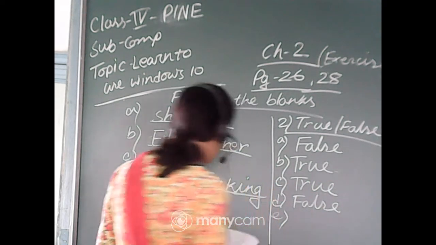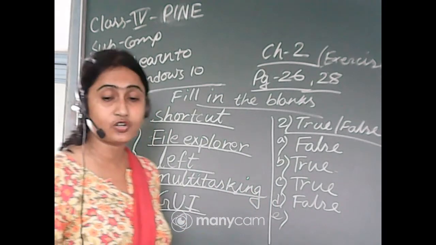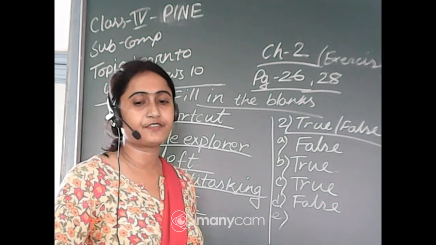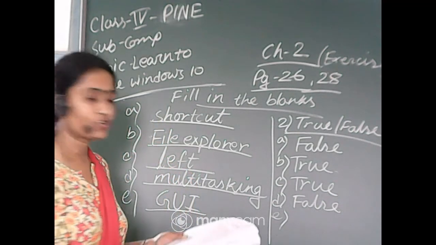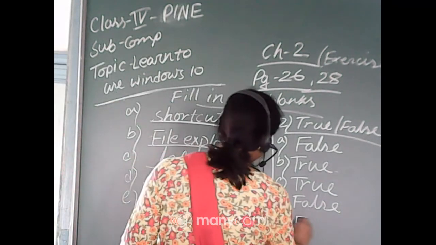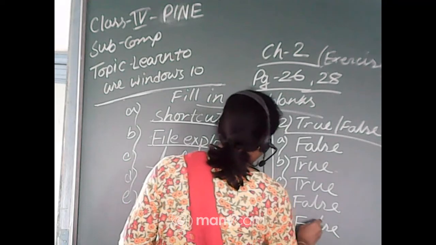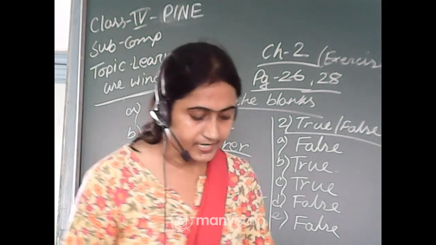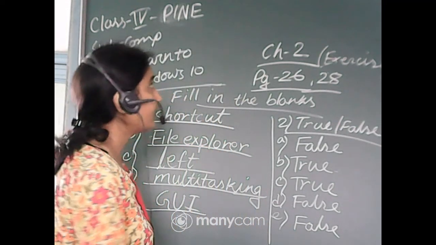Next, E. Multitasking cannot be done with Windows 10. It is false, because multitasking is a feature of Windows 10. Number E also false. I will rub the board, and next part is tick the correct option.